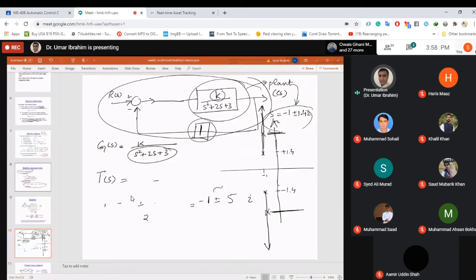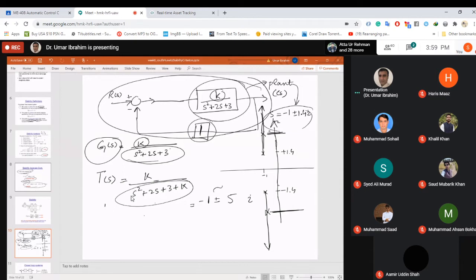But if I change the value of k, the closed loop poles' location changes, because t of s has k in the denominator polynomial, जबकि g of s only has k in the numerator polynomial. ठीक है? And since pole value depends on the denominator polynomial, k doesn't affect the pole position of the plant, but k affects the pole position of the closed loop system transfer function. Is it clear?